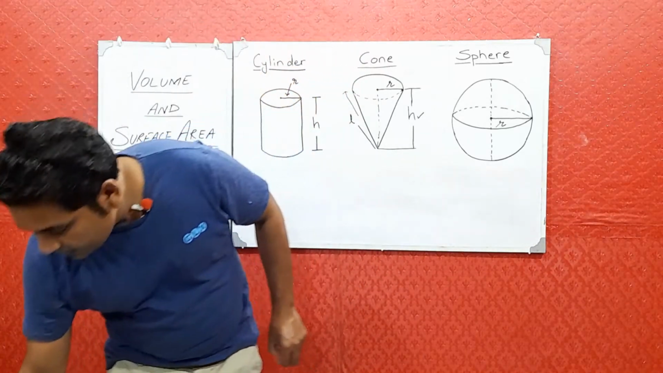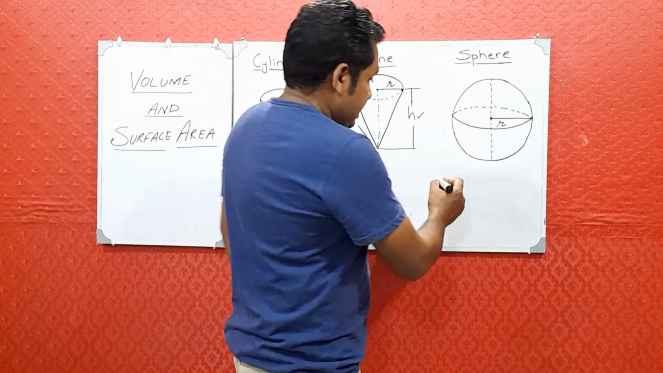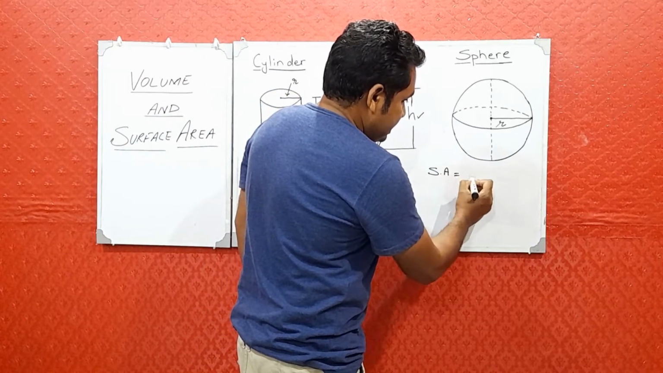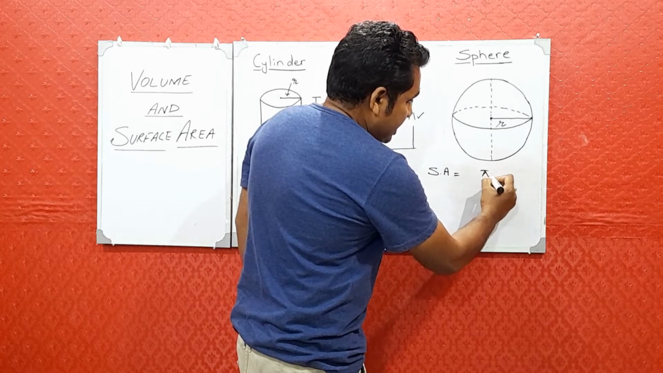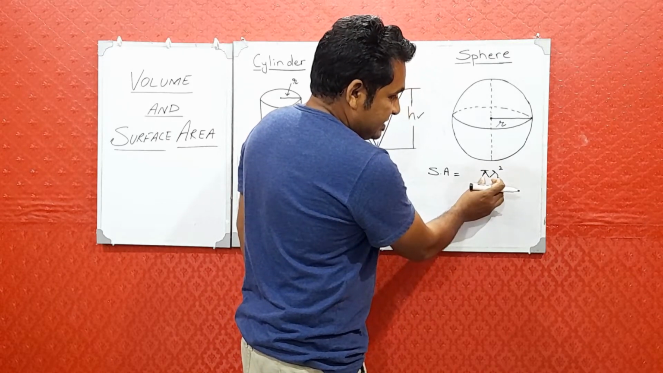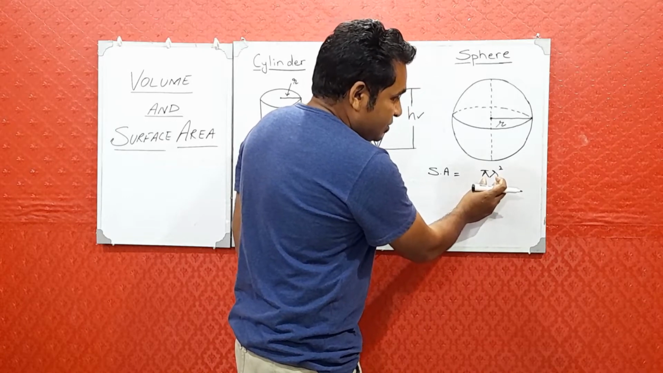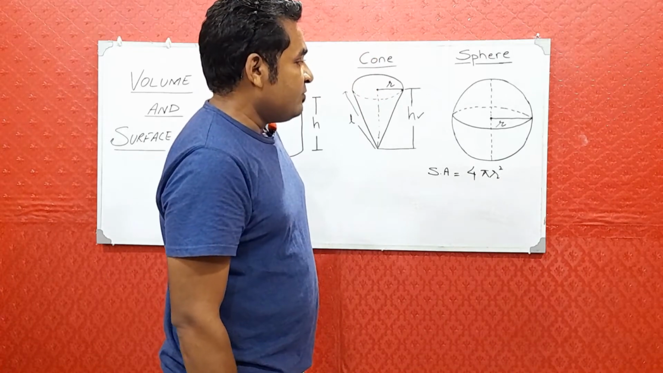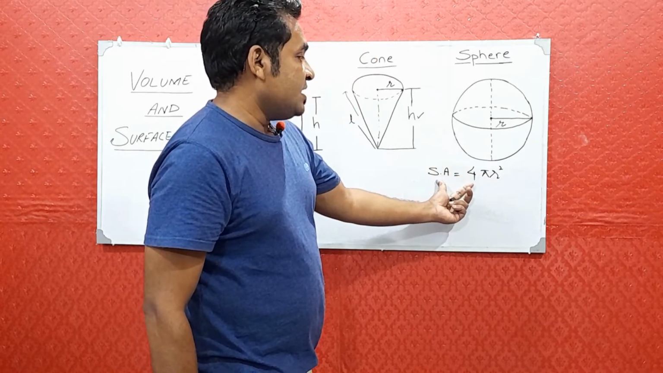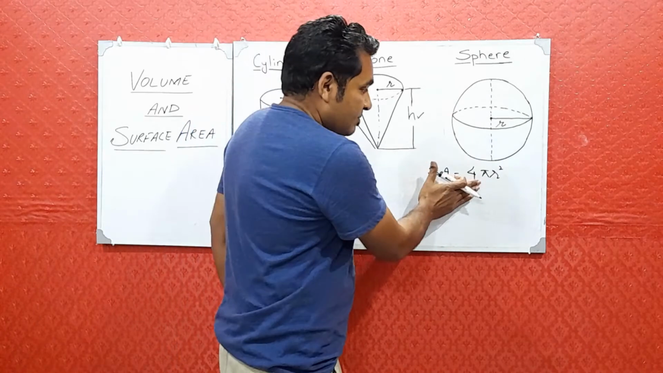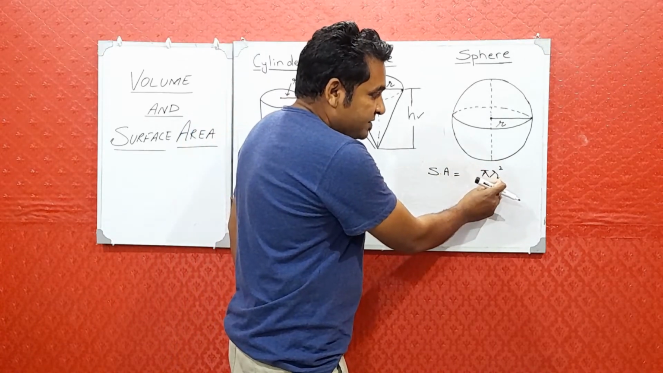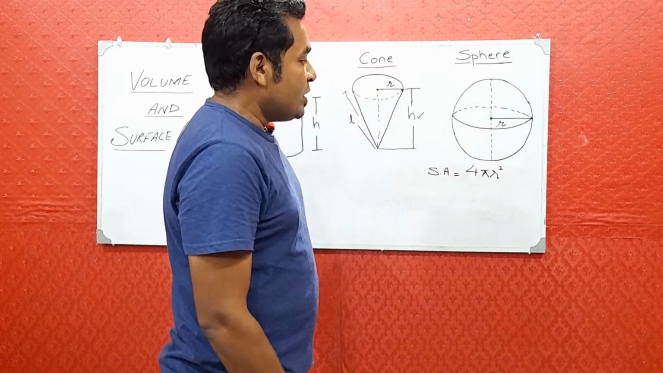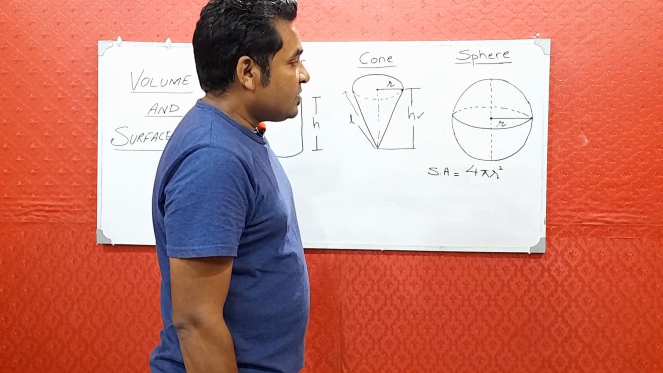Surface area of this sphere. Surface area of sphere is equal to pi r squared, that is the area of circle. Just you have to multiply it by 4, and it becomes the surface area of the sphere. Pi r squared is the area of circle. Just multiply it by 4. It will be converted into the surface area of the sphere.